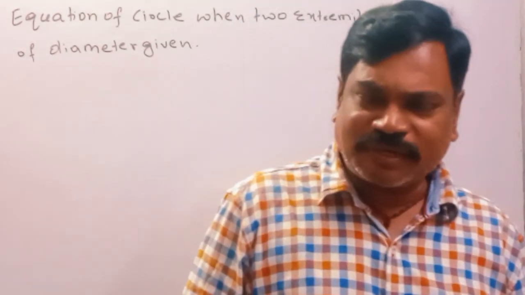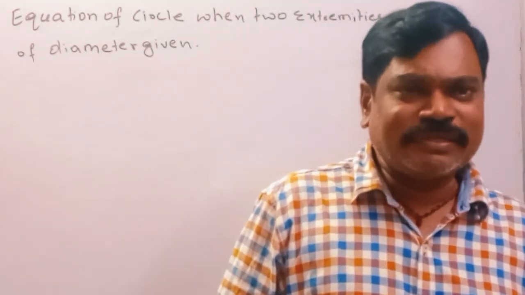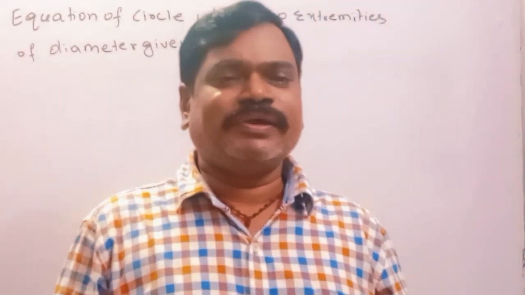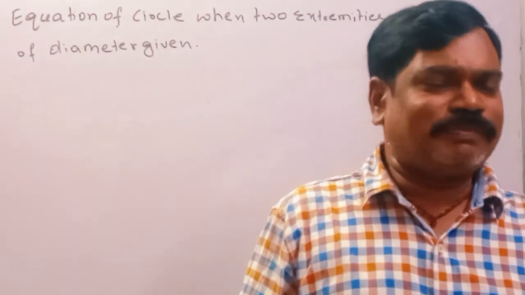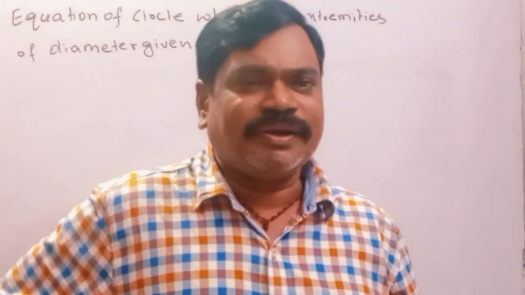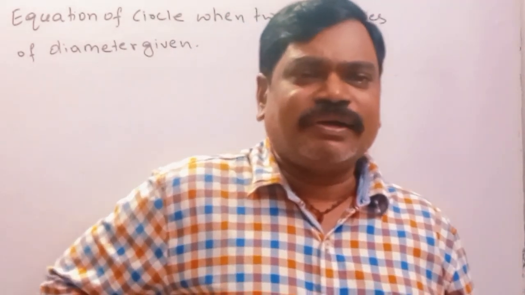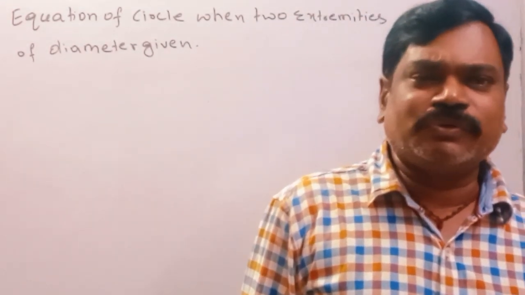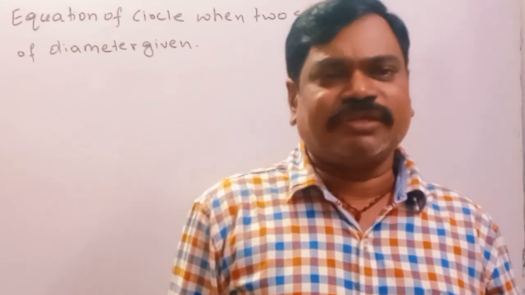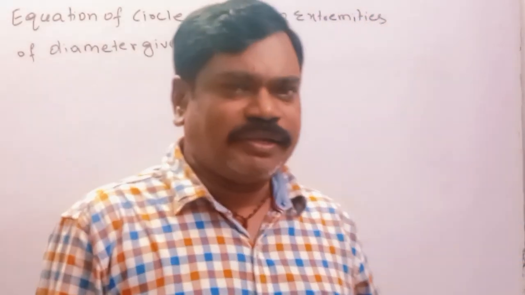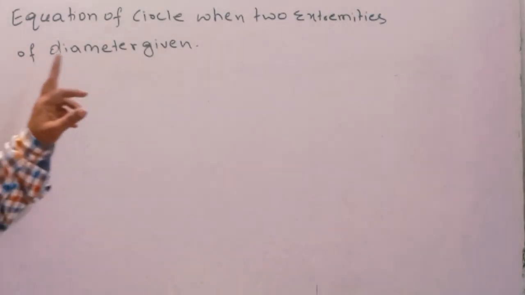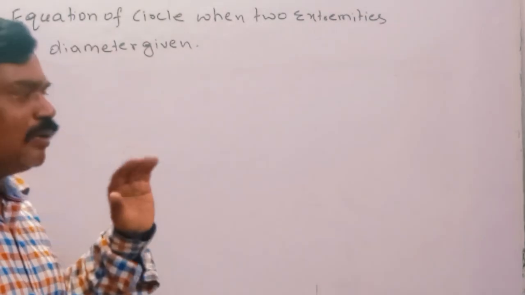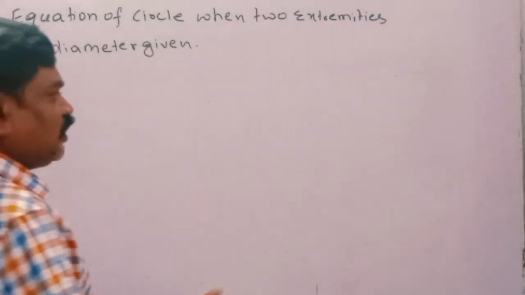The general form of the circle equation is x square plus y square plus 2gx plus 2fy plus c equal to 0. We have already found that the center is minus g comma minus f, and the radius r is equal to root over g square plus f square minus c. So here we discuss when the extremities of the diameter of the circle are given, then we have to find the circle equation.